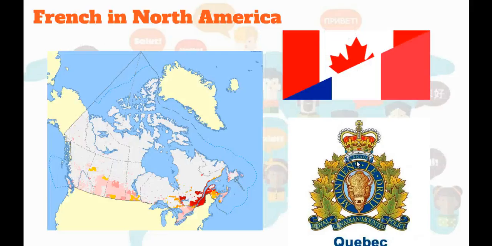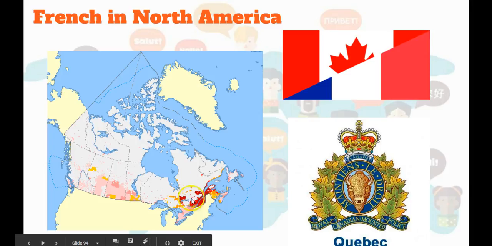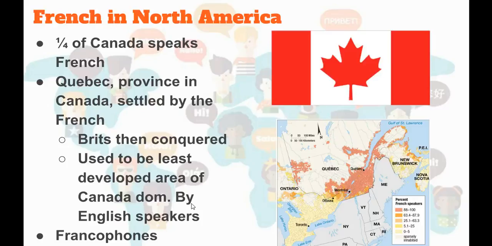So keep in mind French in North America, predominantly the region of Canada, the southeast region of Canada, the eastern region of Canada, is going to be Quebec. That is a province of Canada. Keep in mind they're very prideful when they talk about their French heritage. These people are known as francophones. Anybody who speaks French outside of France is known as a francophone.